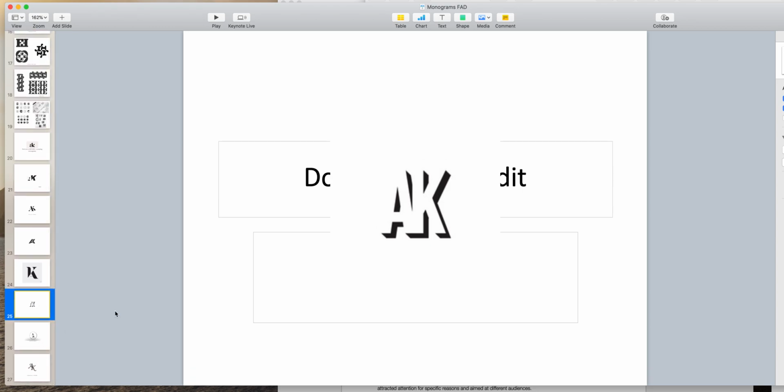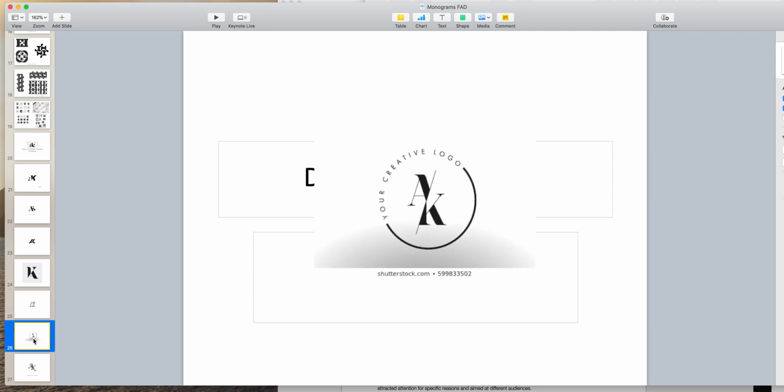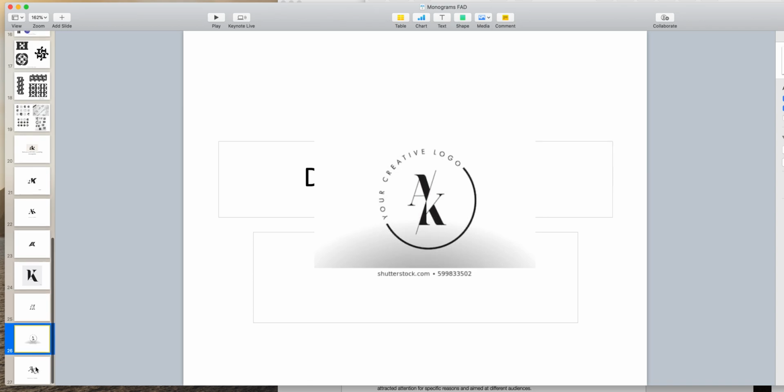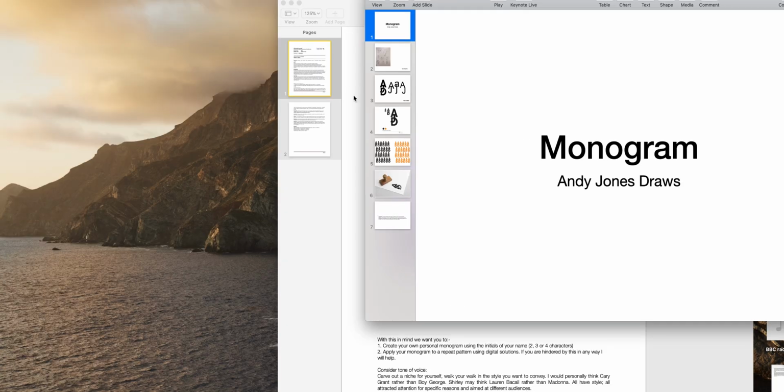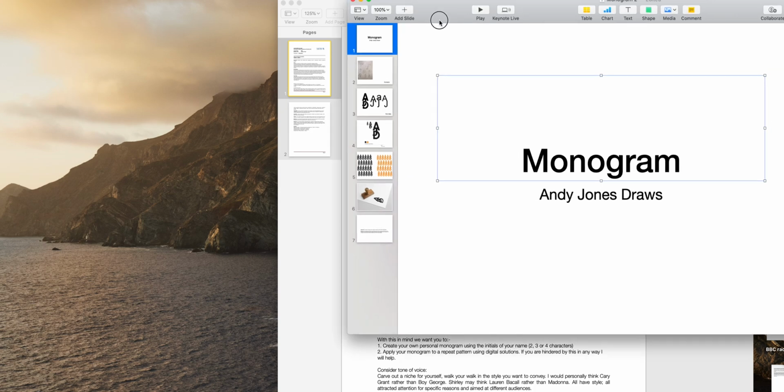Okay, we go AK. This one is using a shadow to help pull out the white space here, this negative area. That's quite clever. And of course, this is where we see them. People create logos. They are identities, they are brand, they are statements, they are marks. This one's clearly from Shutterstock. A and K. This one is overlapping, and we've got the stroke of white on the A and the K there as it comes through on this bar. Beautiful. That presentation is called Monogram FAD, and it is available in the files area.